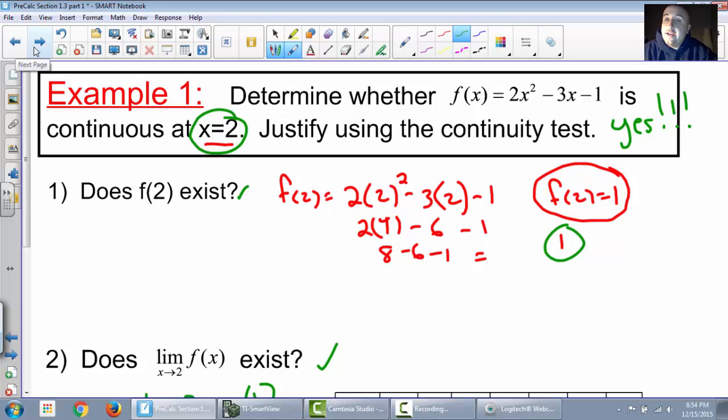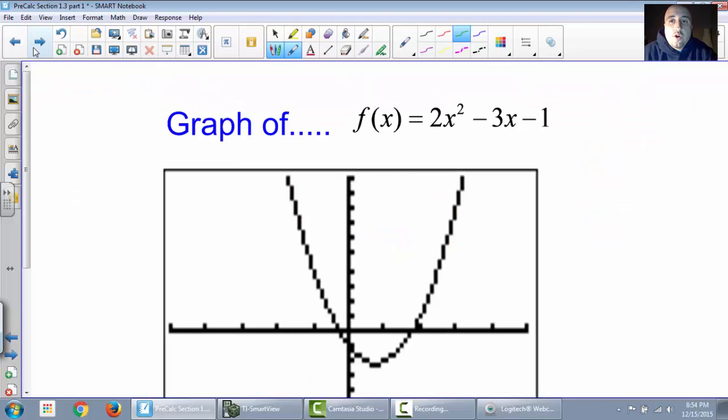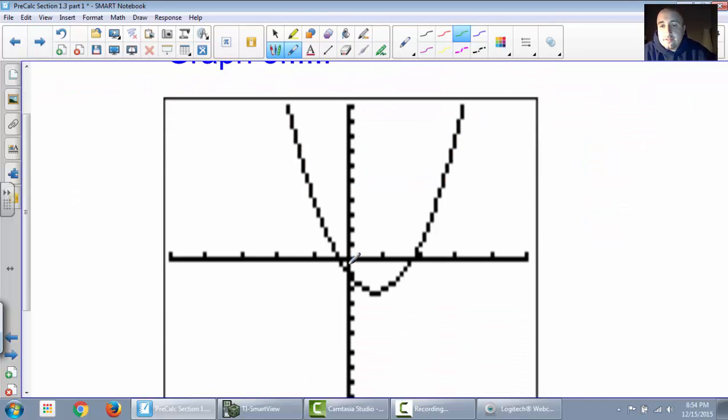Okay. All right. So that's pretty tough stuff. So let's do one more and hopefully we can get it. As you can see, this is the point we're looking at too. This graph is fully continuous at x equals 2. There's no gap or break at x equals 2. So yes, it's continuous.